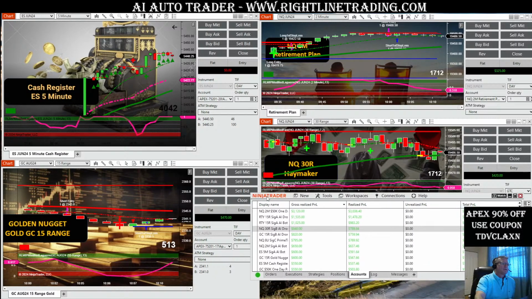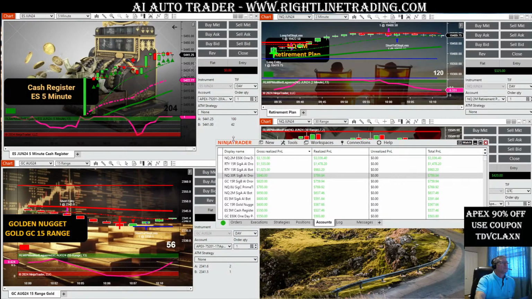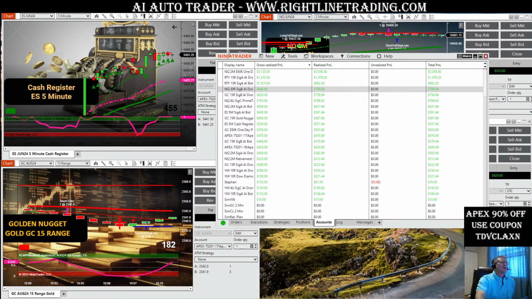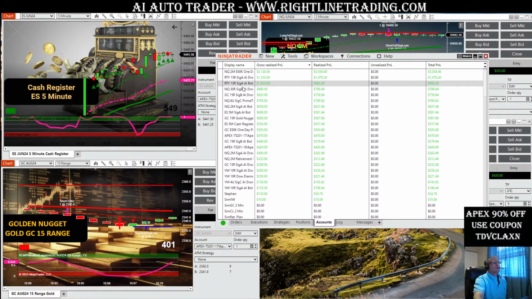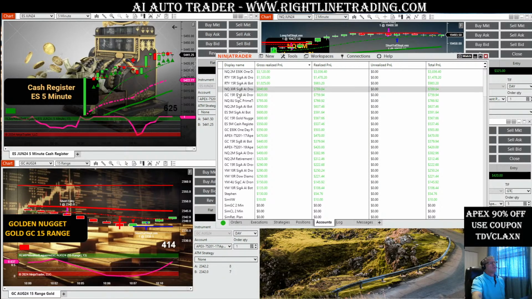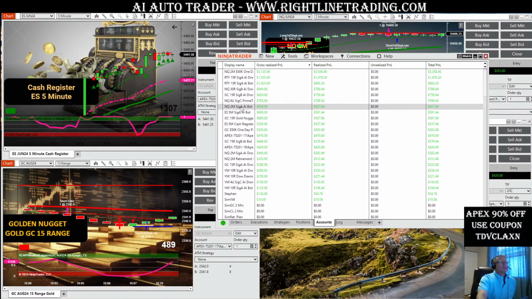The leaderboard. Let's take a look and see what's going on here. Got a lot of green. The Russell is on top. The 30 range signal B has been really hot. Our prime time, we'll take a look at that chart in just a minute. The NQ 2-minute, kind of a carryover from yesterday, has been doing really well. Cash registers up there. And the Dow for a nominal gain.